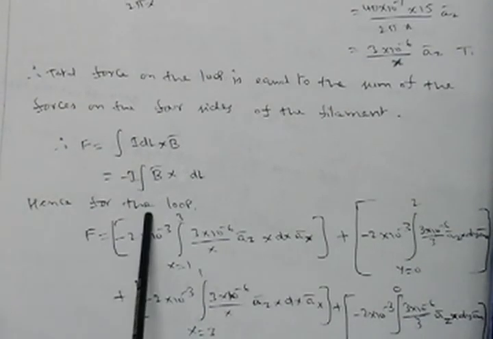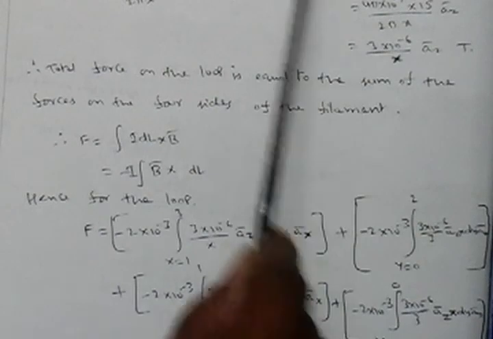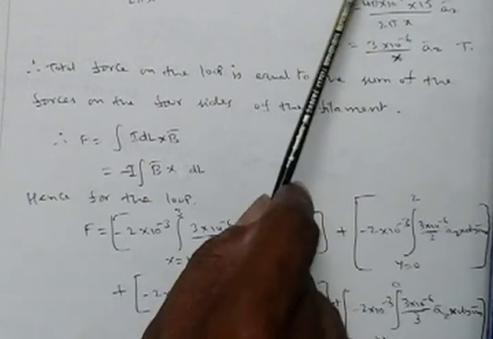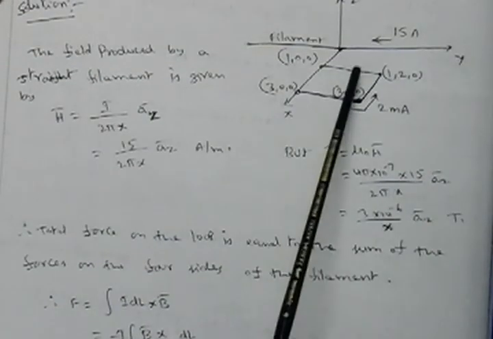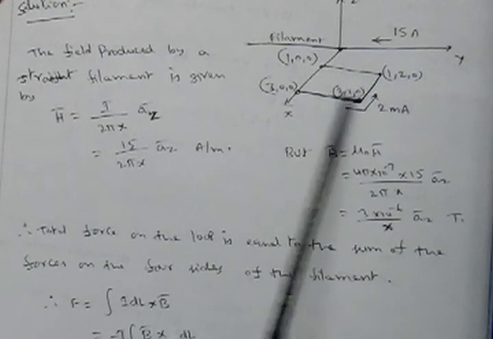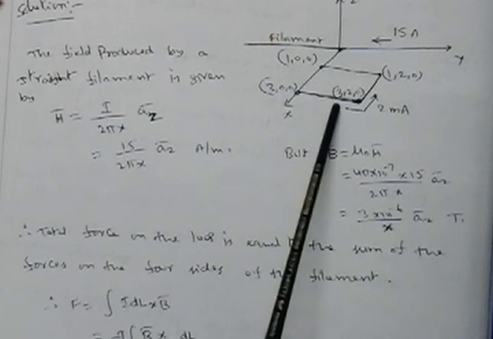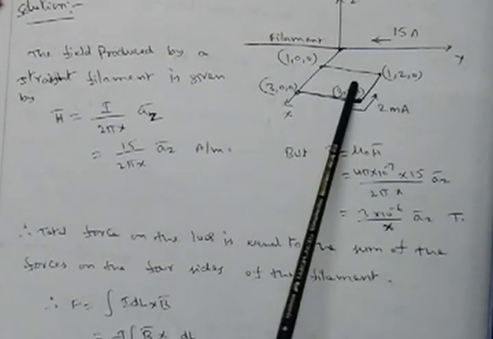So the total force on the loop is F equal to the sum over the sides. One side is parallel to the y-axis, another side is parallel to the x-axis, once again one is parallel to the y-axis, and the other is along the x-axis only. That means 2 ay bars and 2 ax bars are considered.